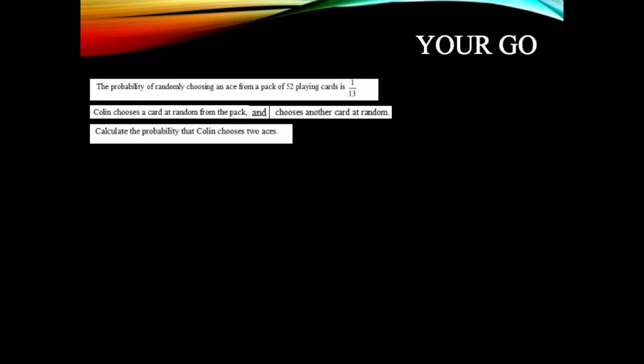Okay, so I gave you a few clues a second ago. What I said was that we've got this kind of situation here where the probability is going to get an ace or not an ace. This is what we're interested in. So the probability he picks an ace first time is 1 out of 13. That means the probability he doesn't get one is 12 out of 13.